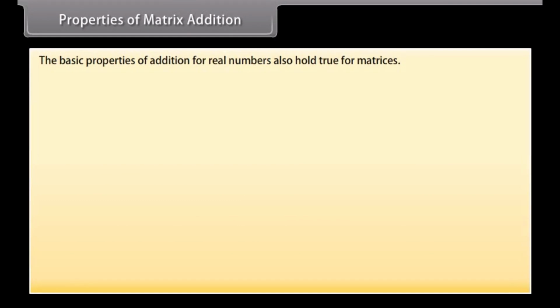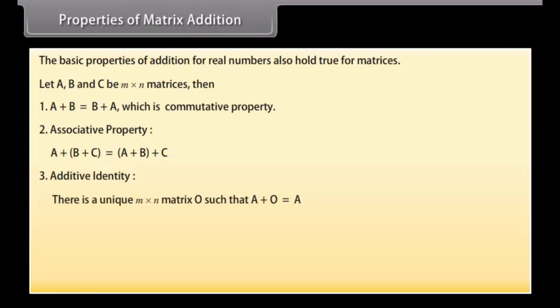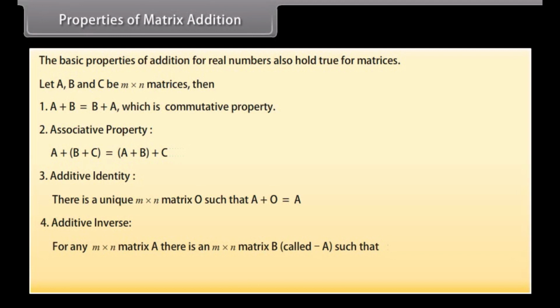Properties of matrix addition. The basic properties of addition for real numbers also hold true for matrices. Let A, B and C be m by n matrices. Then A plus B is equal to B plus A, which is the commutative property. Associative property: A plus B plus C is equal to A plus B plus C, regrouped. Additive identity: there is a unique m by n matrix O such that A plus O is equal to A. Additive inverse: for any m by n matrix A, there is an m by n matrix B called minus A such that A plus B is equal to 0.